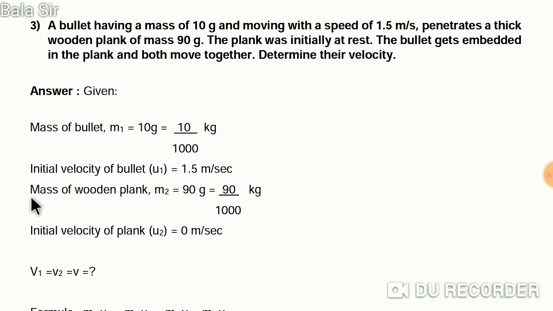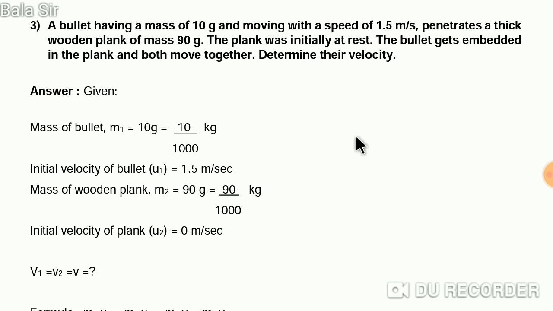So I have written here, mass of the wooden plank is 90 gram, which is equal to 90 upon 1000 kg. That means I have converted gram into kg. 1 kg is equal to 1000 gram. Then the initial velocity of the plank is 0 meter per second. It is at rest. It is not moving.